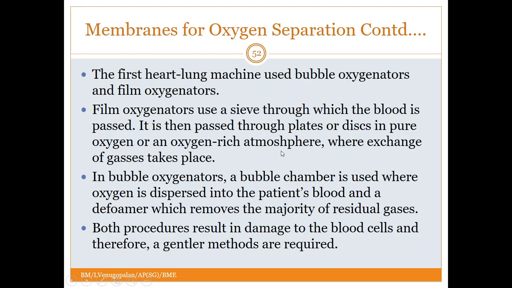So, the first heart-lung machines used bubble oxygenators and film oxygenators. A film oxygenator is basically a sieve through which the blood is passed. We all know what a sieve is, right? It's like the filter that you use to separate tea from tea leaves. So, a similar kind of meshy plate through which the blood used to pass, and then there were plates or discs in which pure oxygen or an oxygen-rich atmosphere was created. So exchange of gas would occur in these plates, while the sieve would allow blood to pass through it and filter out thrombus, right?